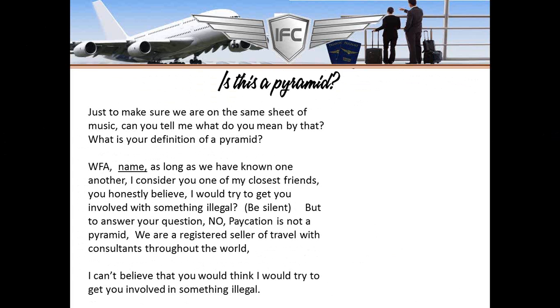One of the ones I like using when they say it's a pyramid, particularly if I know them, I say, Jackie, how many years have I known you? And she'll say, about 20 years? Jackie, you consider me one of your closest friends. You honestly think I'd try to get you involved with something illegal? And I'm quiet. Jackie, I don't know if I should be offended. See, I'm picking with her. I've got her on defense now. What are you trying to say about me? You think I'd get you involved with something illegal? Really?